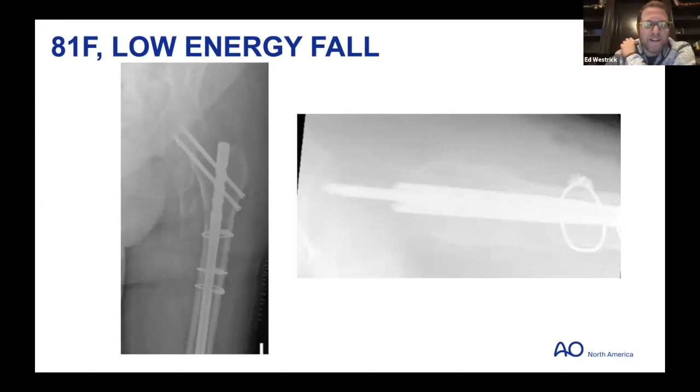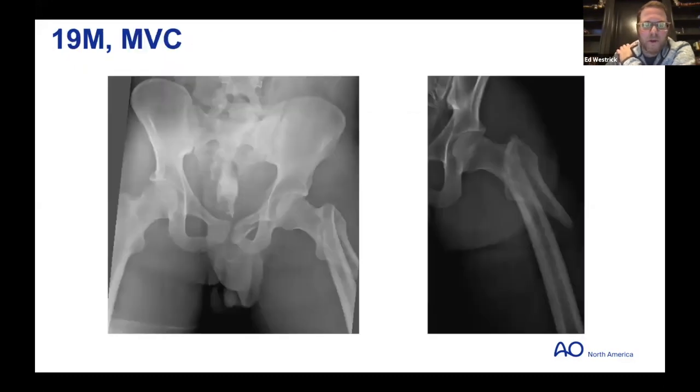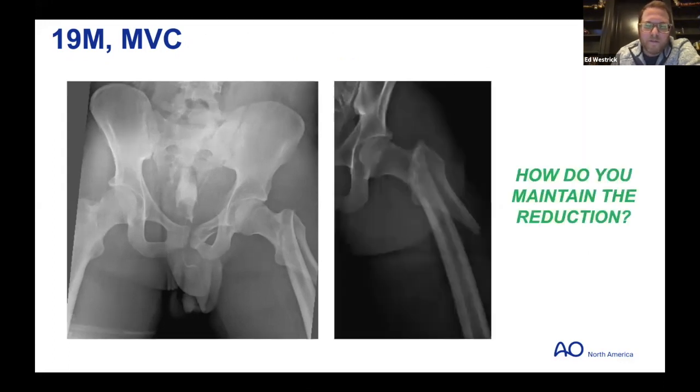So this is back to the 81-year-old lady that we had the cables in, back to case 1, and you can see the final reduction there. This is another younger patient, a 19-year-old guy in a motor vehicle crash, with pelvic ring injuries and other injuries. He has a basicervical femoral neck fracture as well as the subtroch. I'll just get through these quick for time's sake, because we have a lot to cover. And this is another one with the femoral neck and subtroch.